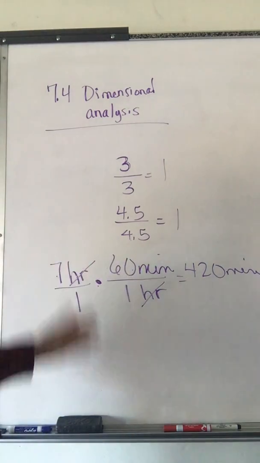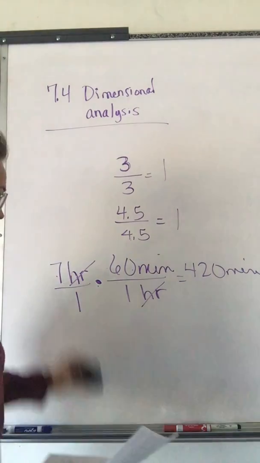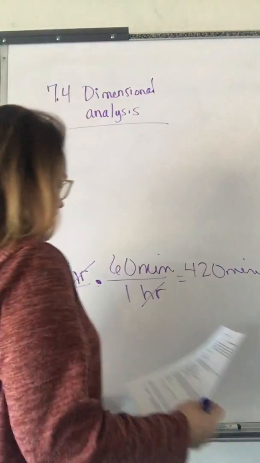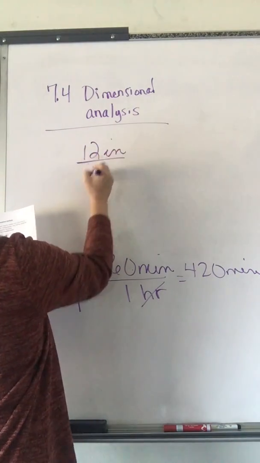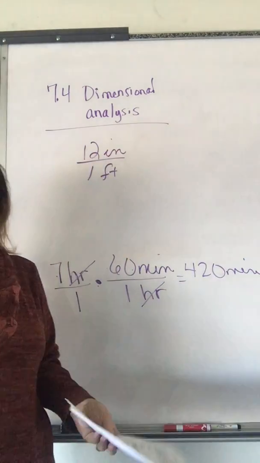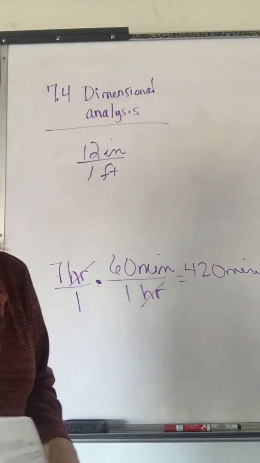So then it converts it to what we want. All right, so that's the idea of a unit fraction. Some other unit fractions would be 12 inches is 1 foot. We know that that's truth. 12 inches is the same as 1 foot.